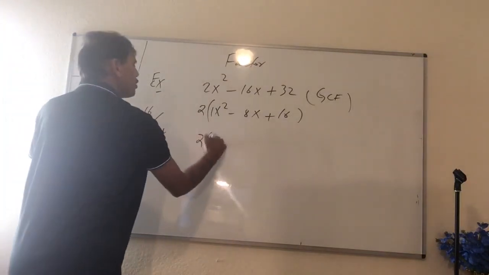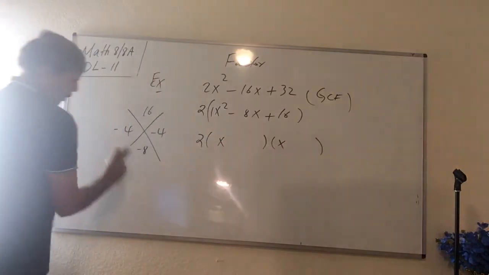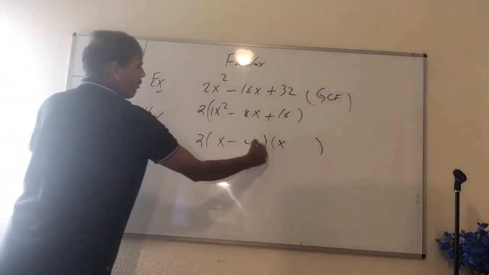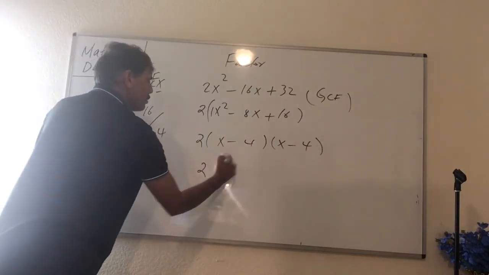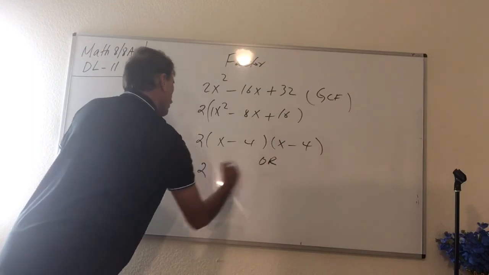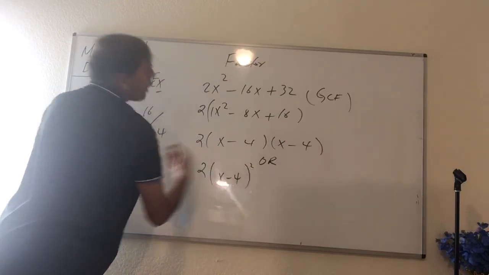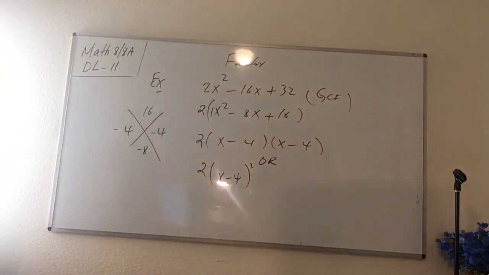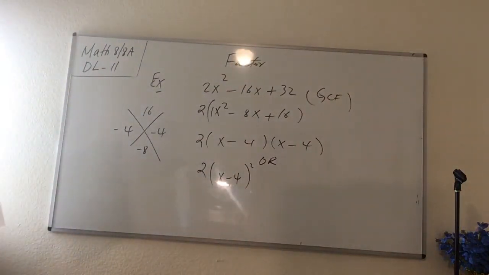So then the answer is x. Well, there is an x here as well. So copy as is, negative 4, negative 4. They're identical factors, so you can also write it this way: 2 times x minus 4 squared is the same thing. Okay, so that's your factoring of a second degree trinomial in descending order when the leading coefficient is 1.